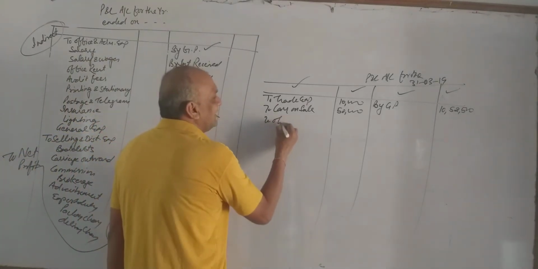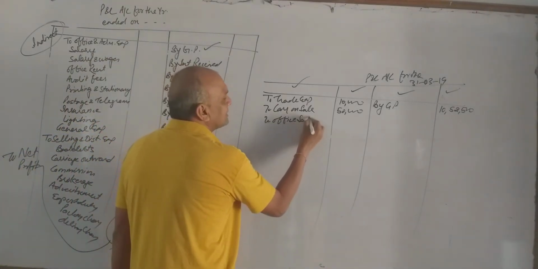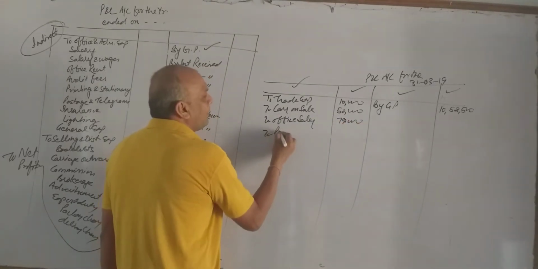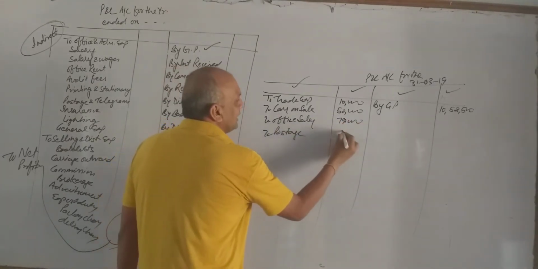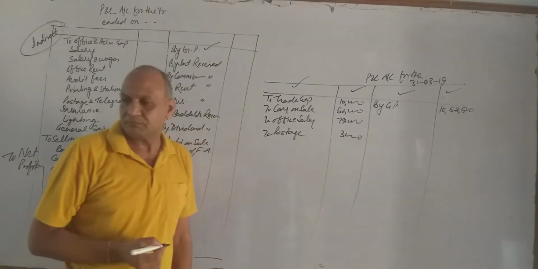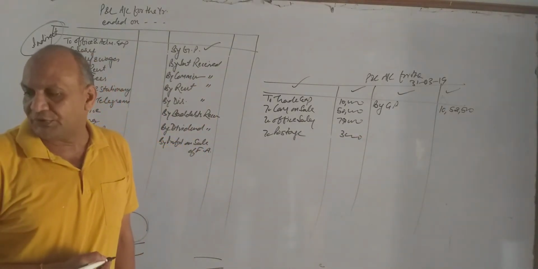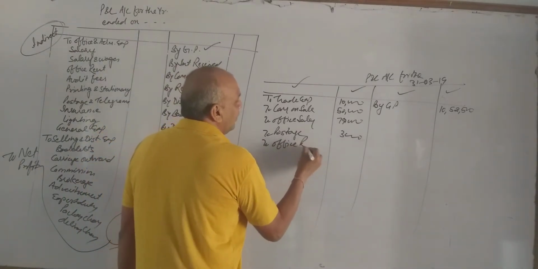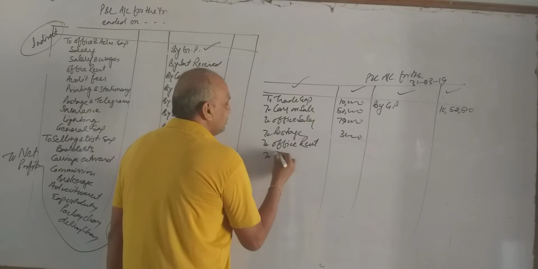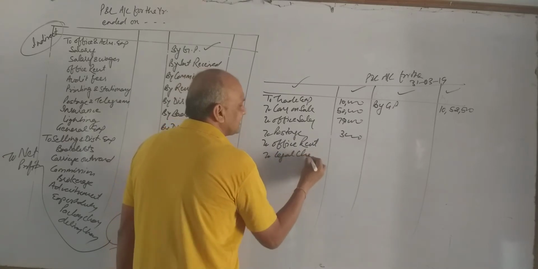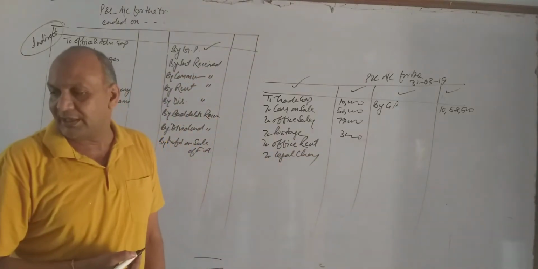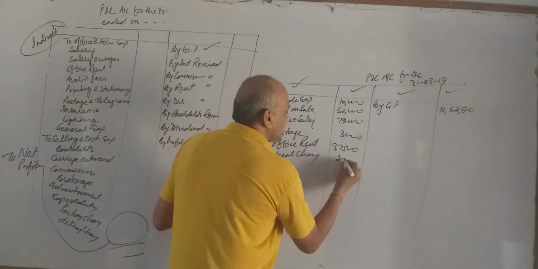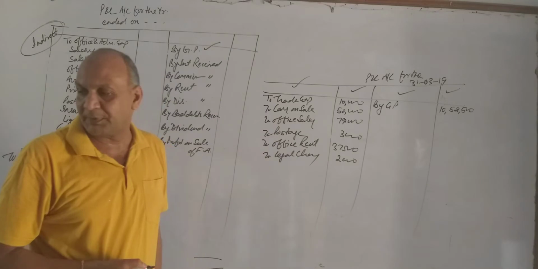To office salary 79,000. Then we have been given postage, to postage 3,000 rupees. Then we have been given office rent, to office rent. Then we have been given to legal charges. All these are indirect expenses. 37,500 and 2,000 rupees. Show all the expenses.